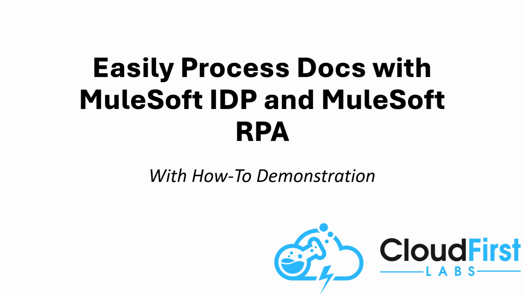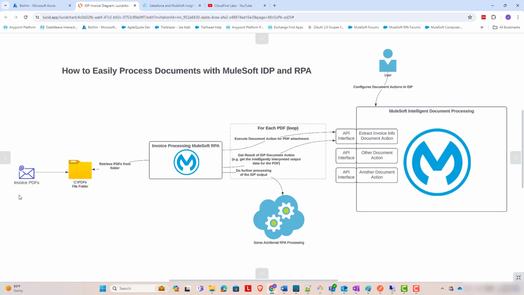I'm here to demonstrate how to easily process documents using MuleSoft IDP, Intelligent Document Processing, and MuleSoft RPA, Robotic Process Automation. We're going to demonstrate this using the following basic use case, where invoice PDFs are going to be placed in a file folder, and an RPA process is going to read the PDFs from that folder, and for each PDF that it finds, it's going to trigger an IDP document action.